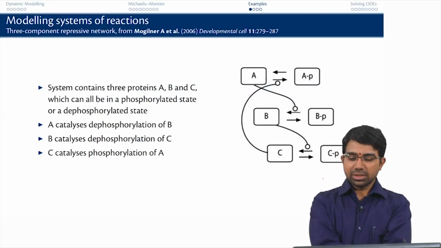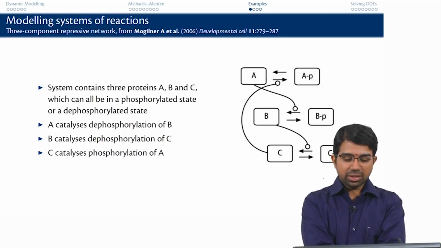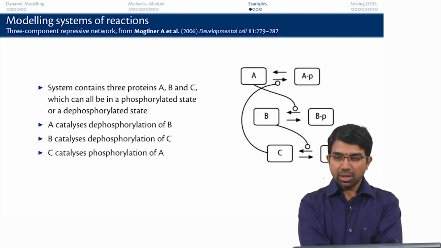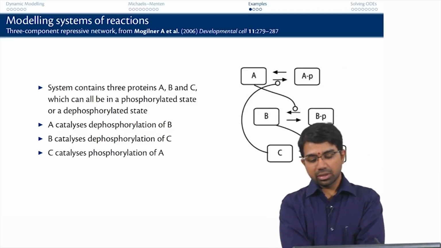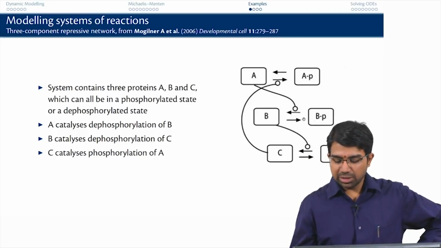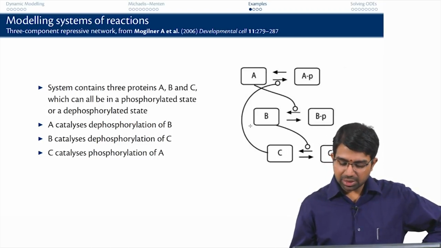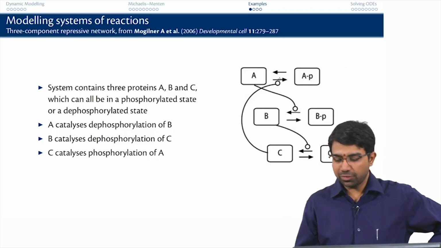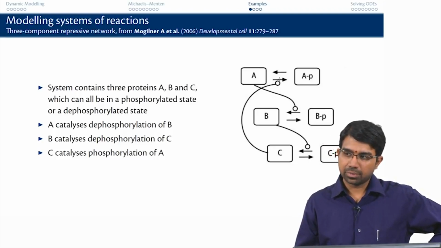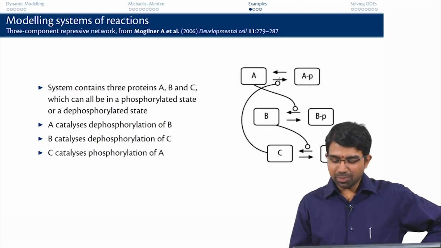How do we model this system? We have a system that contains 3 proteins A, B and C, where A catalyzes the dephosphorylation of B, B catalyzes the dephosphorylation of C, and C catalyzes the phosphorylation of A. So, it is not a repressilator as such.